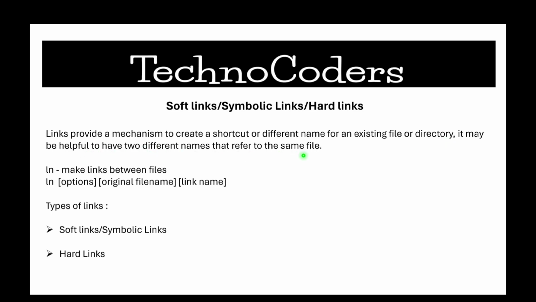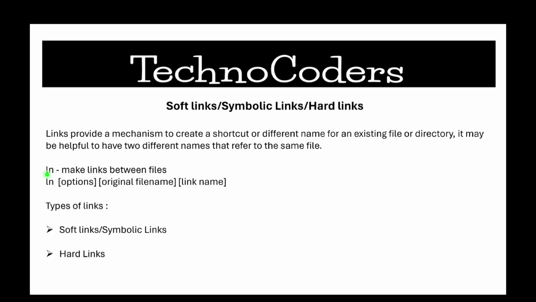So what does that mean? This is similar to a shortcut in Windows, right? Suppose you have some files in the C drive and there are multiple folders inside it, and you don't want to go into each and every folder. Instead, you directly create a shortcut on the desktop. When you click on the shortcut, it will directly take you to the path. So this is how links work in Unix.